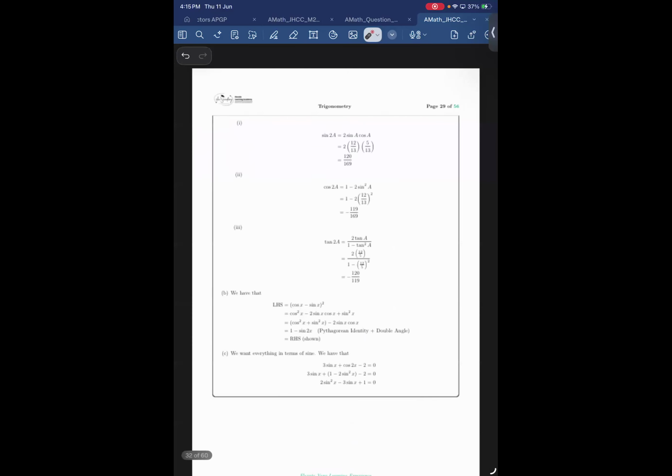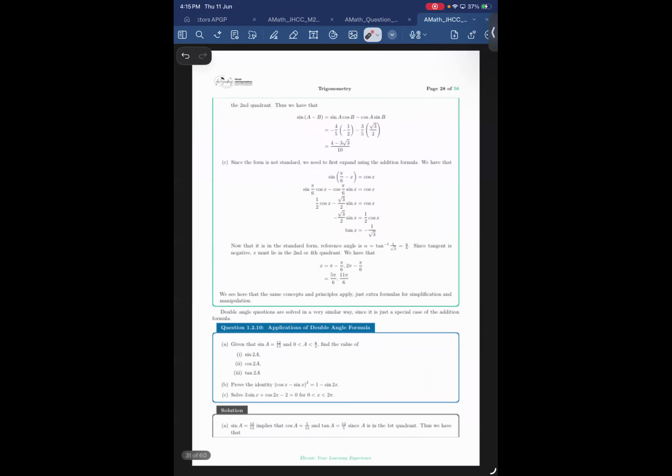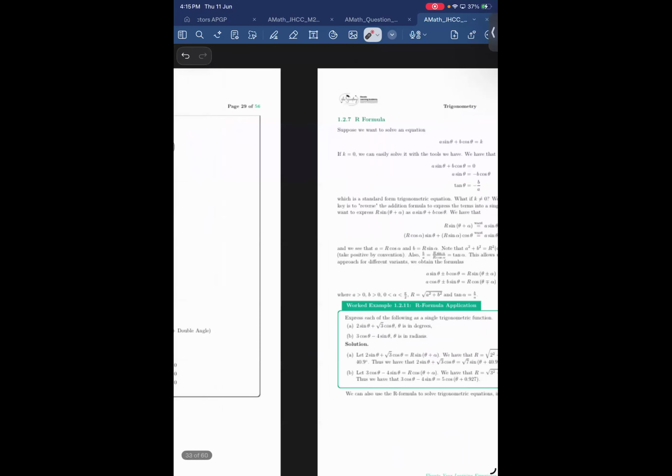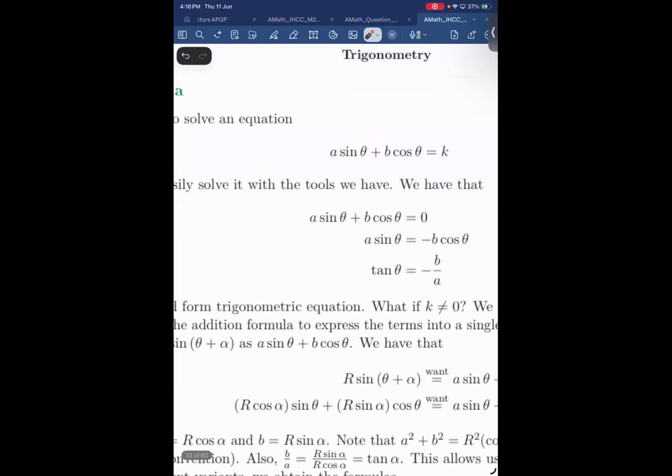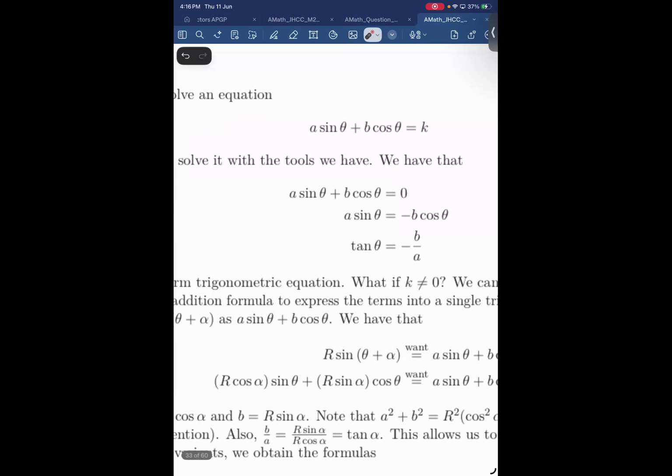Lastly, we talk about R formula. You want to use R formula when you have an equation like this: A sine theta plus B cosine theta equals K. The issue is, when K equals 0, then we can just move the cosine over and divide by cosine on both sides to get tangent, which you can solve easily. But if K is not allowed to be 0, then you just think of R formula.